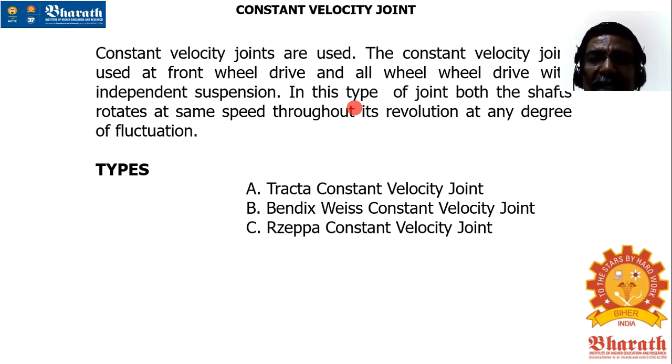But the constant velocity joint is required for cars, because a car is front wheel driven in most cases. In front wheel drive, the front wheel power should be transmitted, and at the same time the wheel should also tilt. So in this type of joint, the shaft rotates at the same speed throughout its revolution at any degree of deflection, because constant velocity is a must for all front wheel driven vehicles.